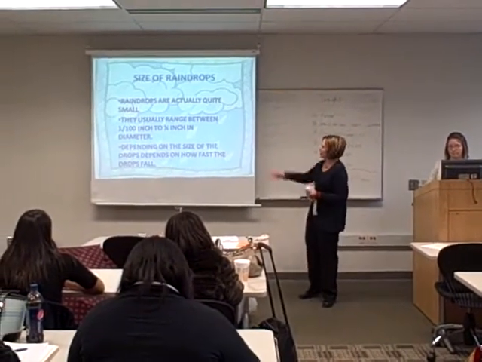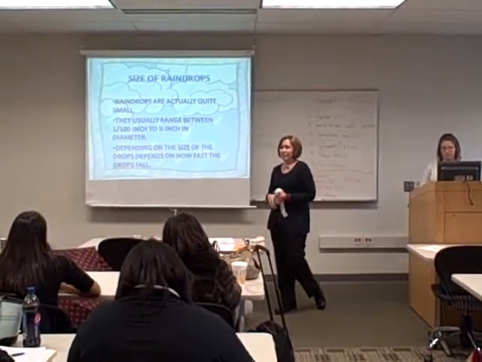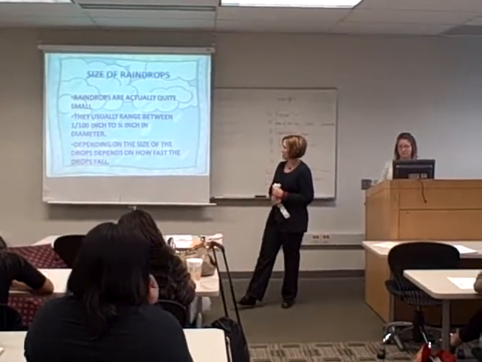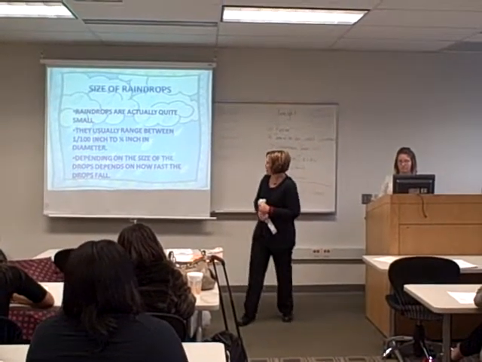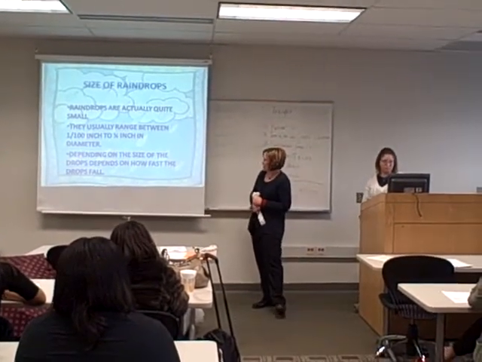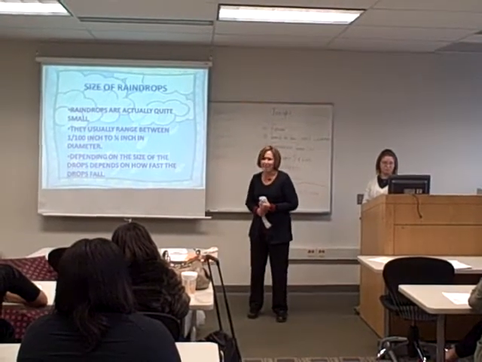The size of raindrops, as I was saying. Raindrops are actually quite small. They may seem very large during a rainstorm, but they're not that big. They usually range between 1/100th of an inch to 1/4 of an inch in diameter. And depending on the size of the drops, depends on how fast the drops fall, obviously.